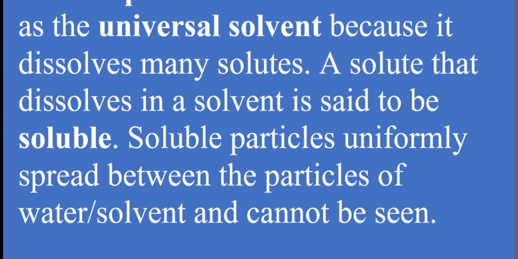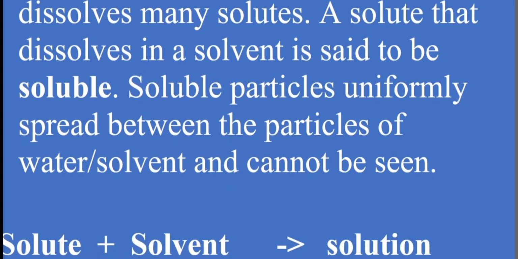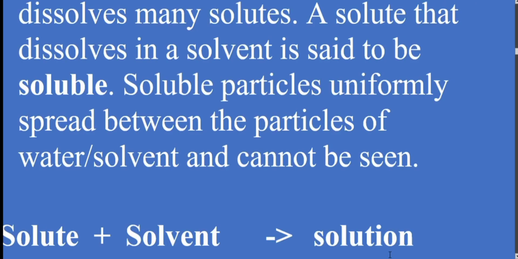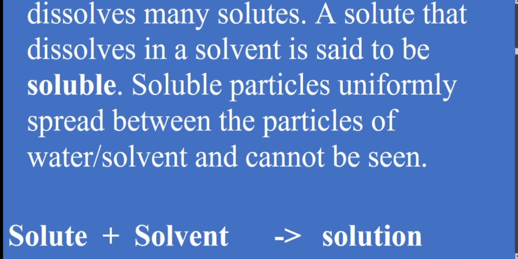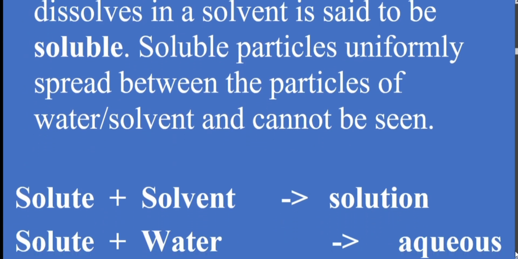So the solute becomes soluble when the particles of the solute are able to dissolve in the solvent and cannot be seen. That's when you say that it is soluble. So a solute added to a solvent makes a solution.